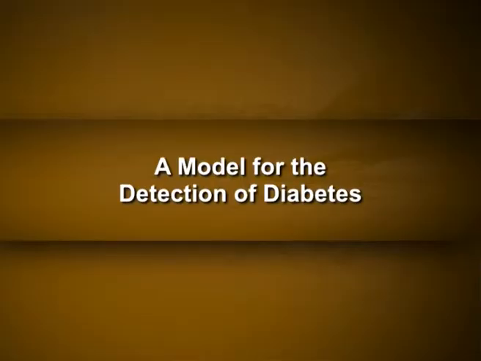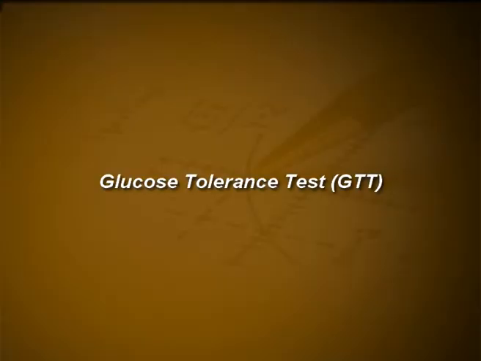A model for the detection of diabetes. Diabetes mellitus is a disease of metabolism which is characterized by too much sugar in the blood and urine. In diabetes, the body is unable to burn off all its sugars, starches and carbohydrates because of an insufficient supply of insulin. Diabetes is usually diagnosed by means of a glucose tolerance test, that is GTT.